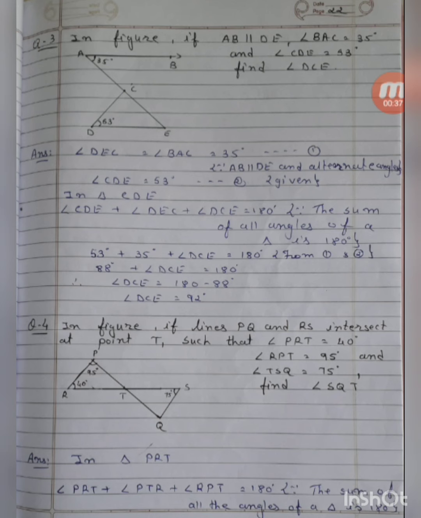So now we write the answer in triangle PRT. Angle PRT plus angle PTR plus angle RPT is equal to 180 degrees.